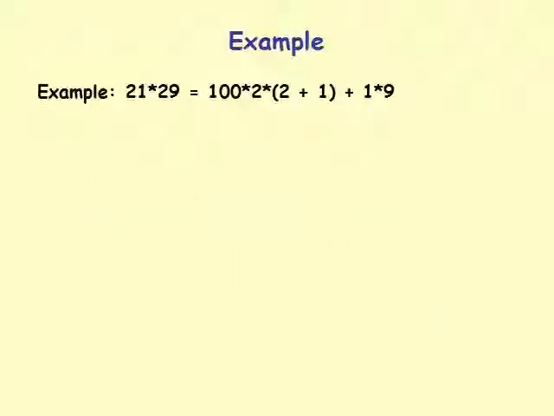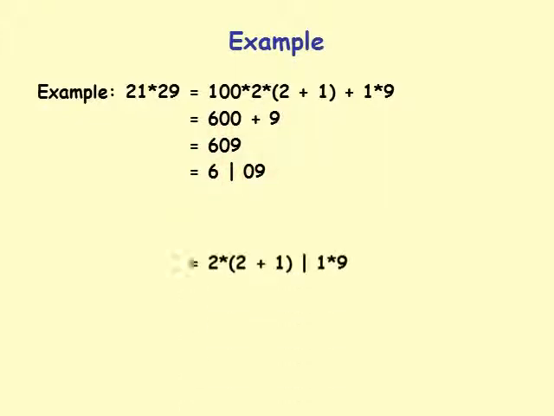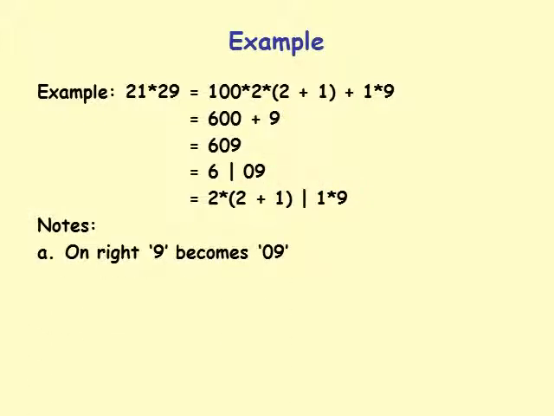Let's suppose, say, 21 times 29 is 100 times 2 times 2 plus 1 on the left, 1 plus 9 on the right. Let's continue here. So it's 600 on the left and 9 on the right, okay? Which is 609, and that's like 6 and 09. 6 on the left, 09 on the right, and 2 times 2 plus 1 is 6, and 1 plus 9 is 9. But I do need 2 digits on the right, so instead of 9, I would need a 09 here.